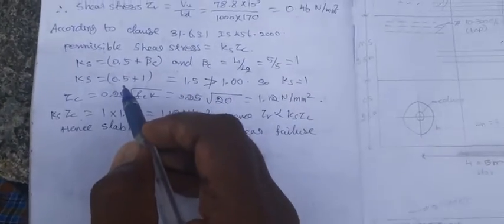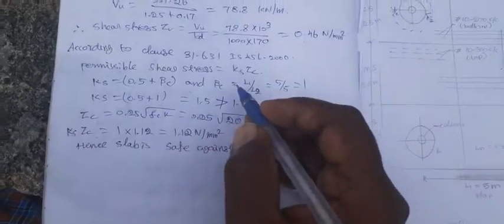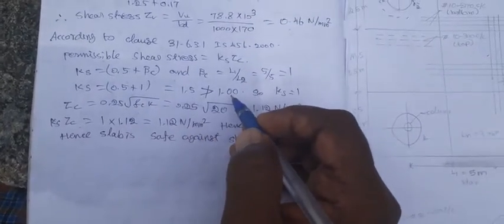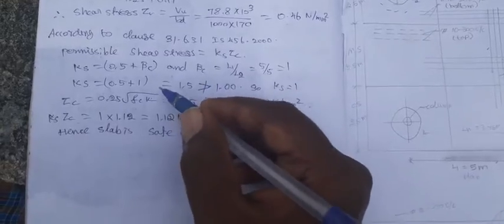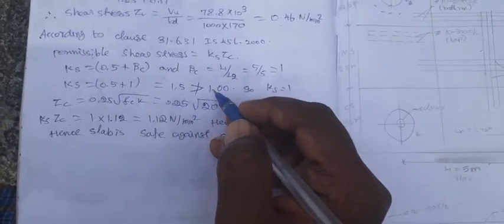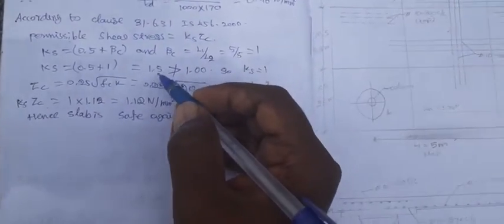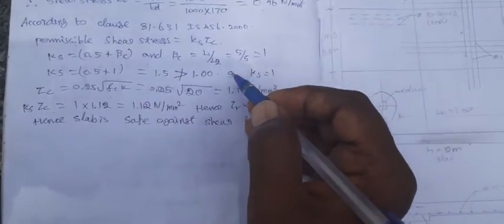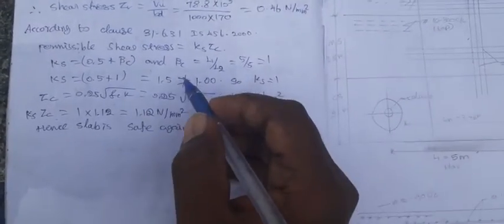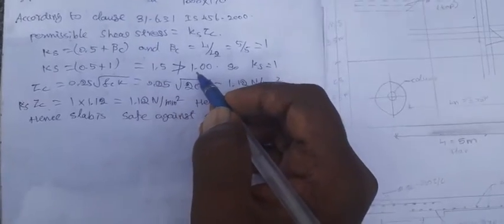So Ks is 0.5 plus 1, 1.5. So 1.5 is greater than 1. That means the Ks value cannot exceed 1. So we cannot provide 1.5; 1.5 is not permissible. The maximum limit is 1.